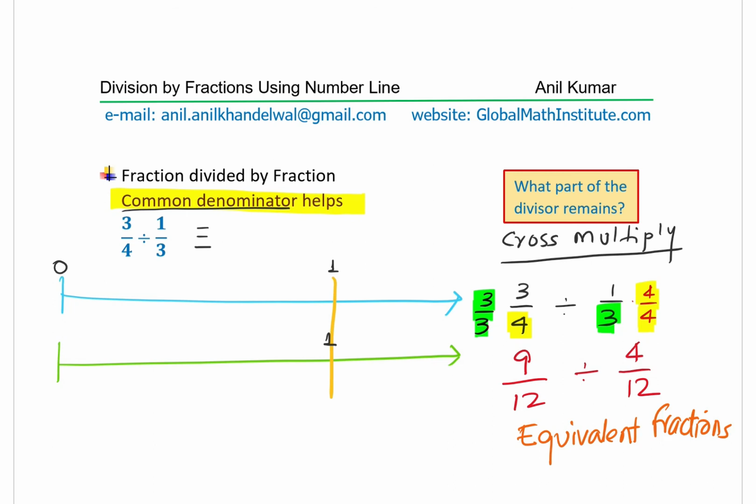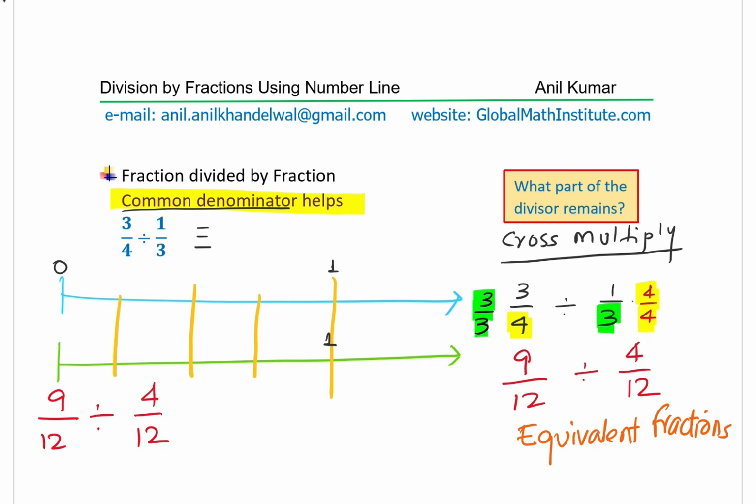So now we are basically dividing 9 by 12. Let me rewrite the question. 9 by 12 is being divided by 4 by 12. So we have to divide this portion into 12 equal parts. So let's do it. So 12 equal parts means, first let's do half of it, and then we have to divide into, so this is 2 parts, and then we could do another half of it.